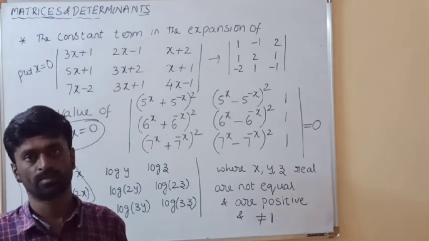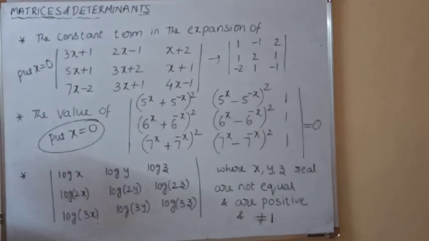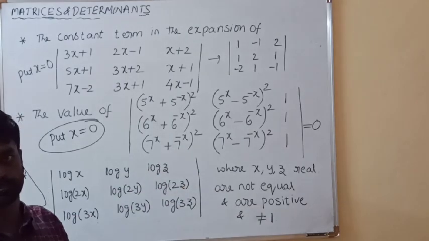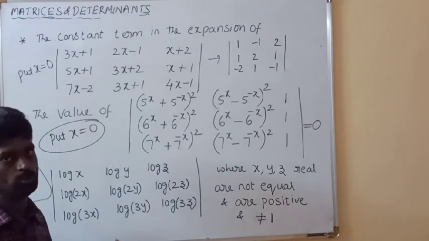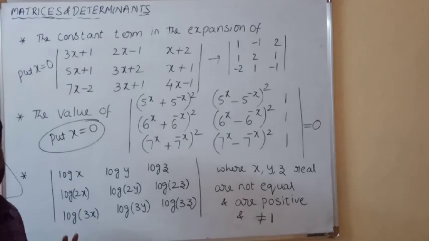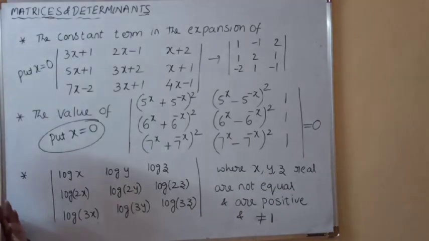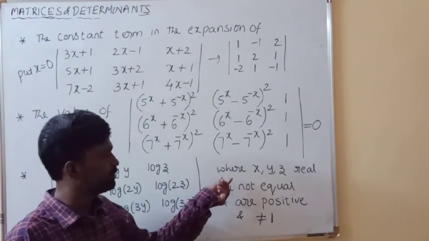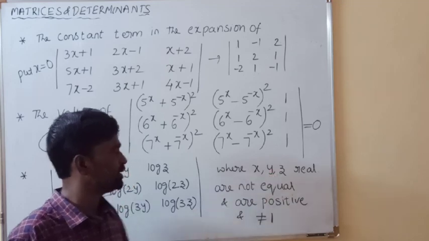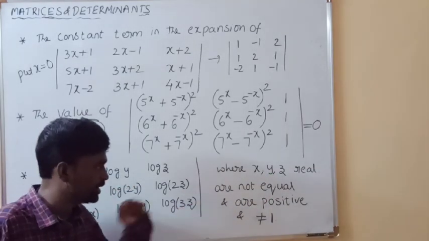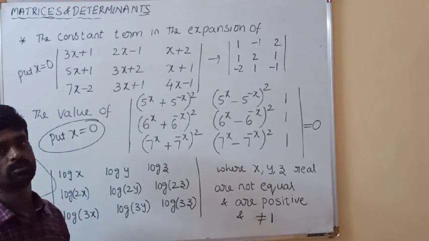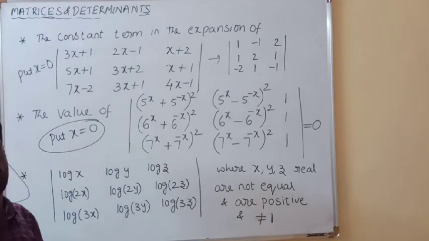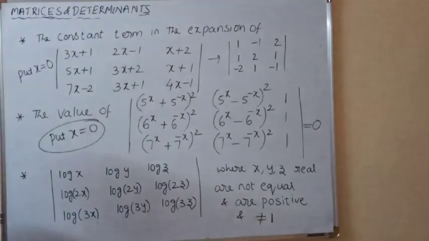But the short method is put x is equal to 0. You will get the value of the determinant as 0. Next, here is it possible to put x value 0? Log x, is it defined for x is equal to 0? No. So here it is not possible, so here we have to use the other method. Here, given that x, y, z are real numbers, they are not equal, and they are positive but not equal to 1. So you can't put x, y, z values as 1, 1, 1 either. So then how to do this problem?